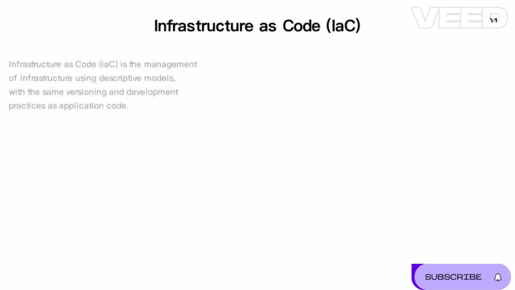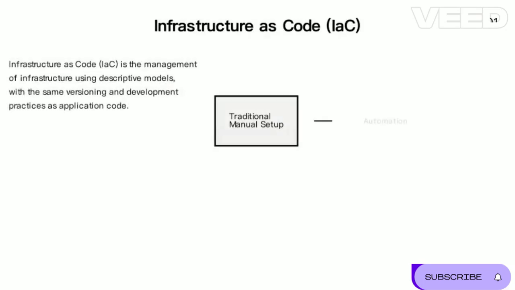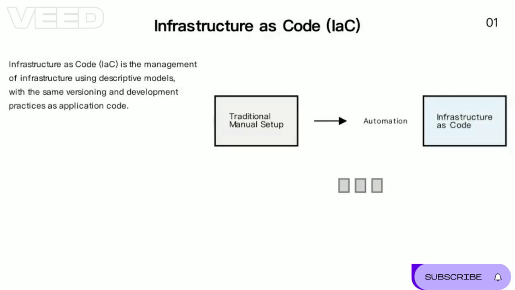Infrastructure as Code, or IaC, revolutionizes how we manage IT infrastructure. Instead of manually configuring servers, networks, and databases, IaC allows us to define our entire infrastructure using code. This approach brings the same benefits of software development, version control, automation, and consistency to infrastructure management.